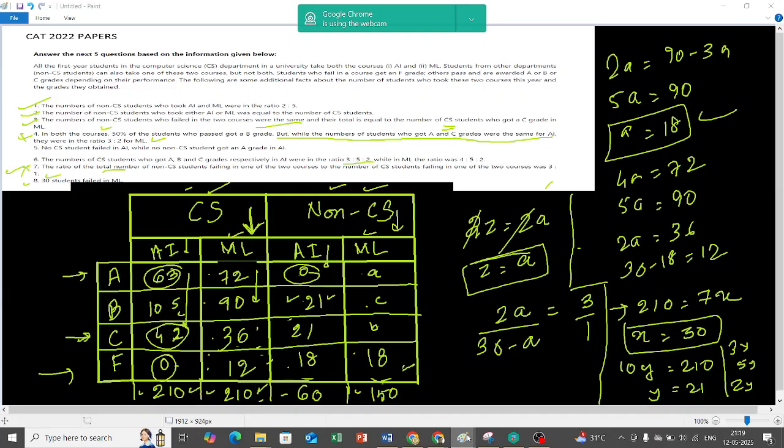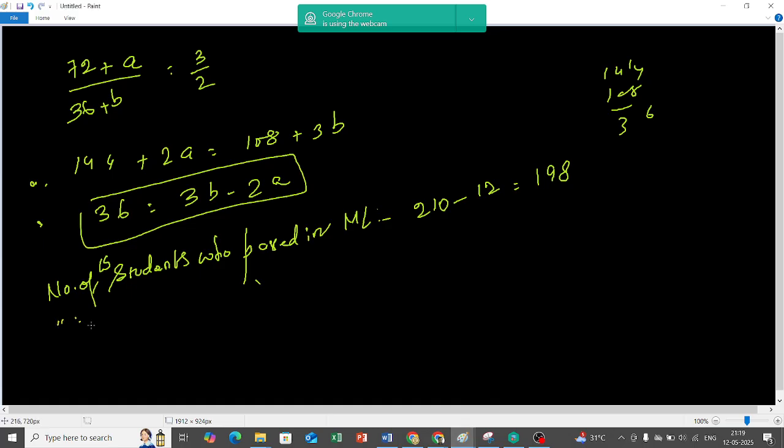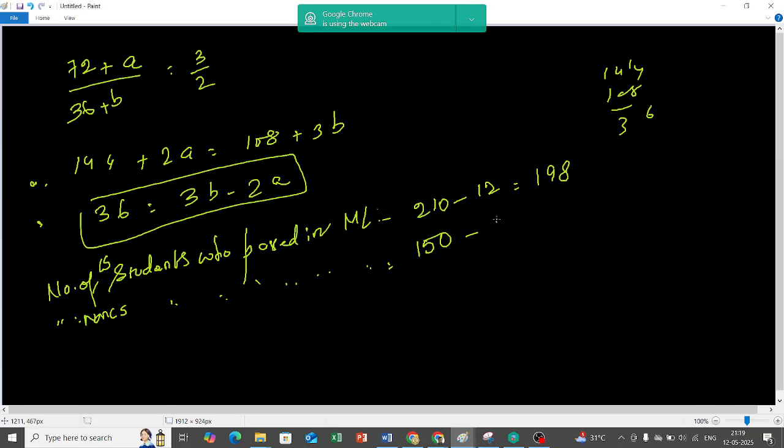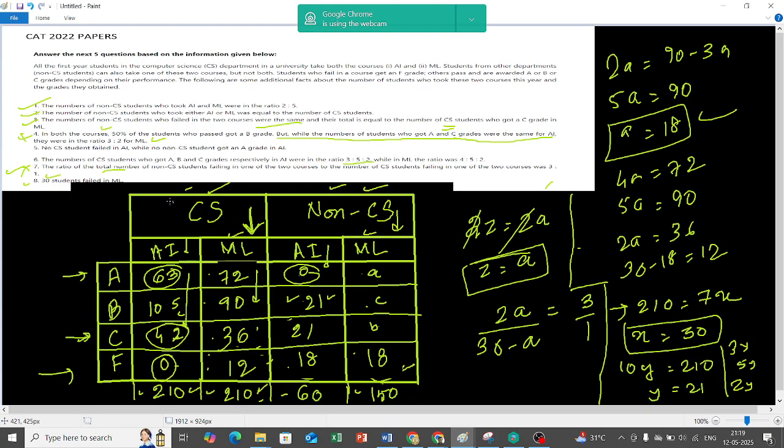The number of non-CS students who passed in ML is going to be about 150 minus 18. Tell me what is coming. 132. Total number of people who passed in ML, right? Okay. Now we will apply this information.